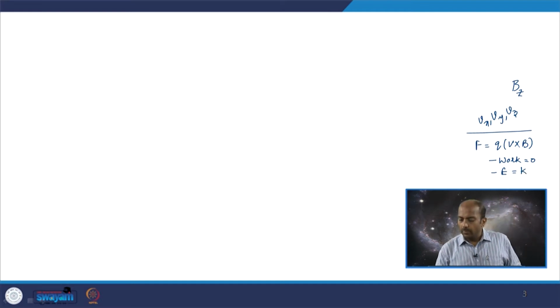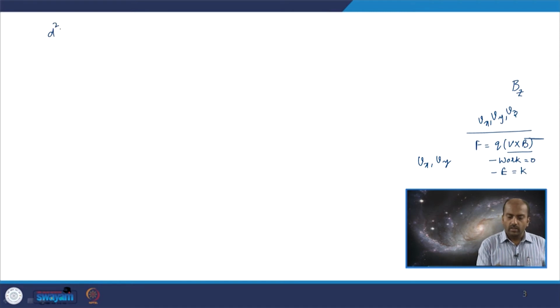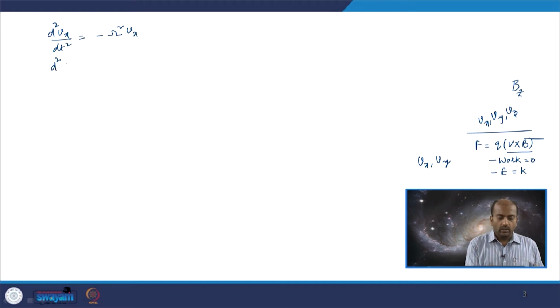So, when you break this cross product and couple the equations in terms of Vx and Vy, we have realized three equations: d square Vx by dt square is equal to minus omega square Vx, d square Vy by dt square as minus omega square Vy, and d square Vz by dt square as 0.